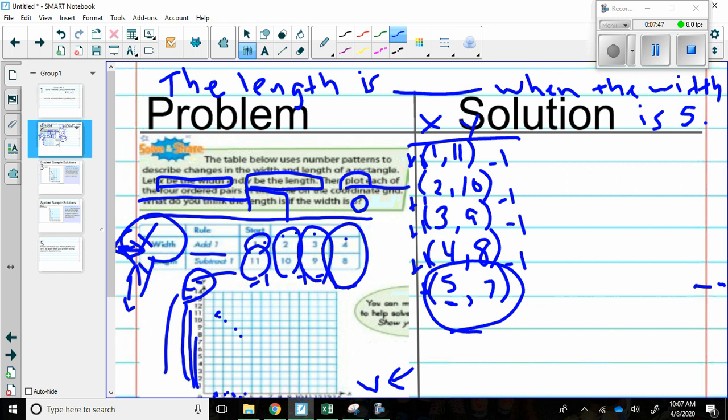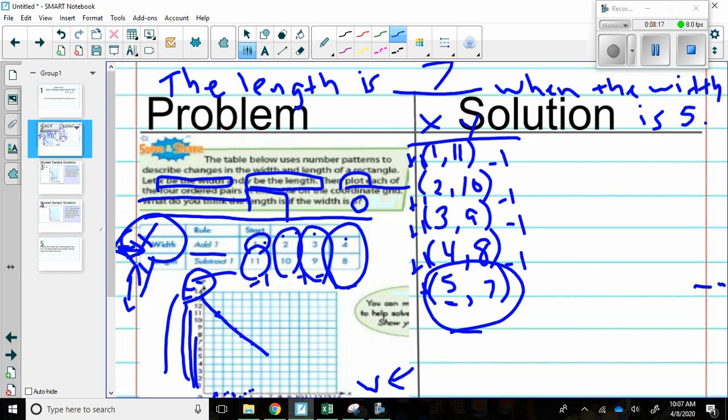So I go over 5 spaces. I count over 5. Remember, y is up and down. So then I count to 7. And yes, this definitely follows the pattern of what the graph is telling us in the rules. And remember, the question says, what do you think the length is if the width is 5? Well, now we know that the length is 7.